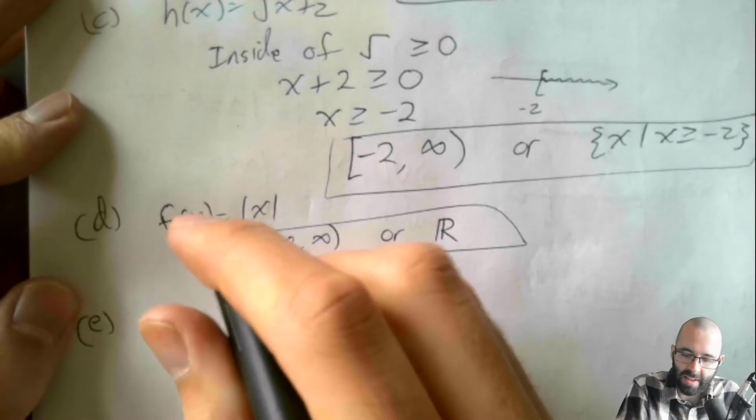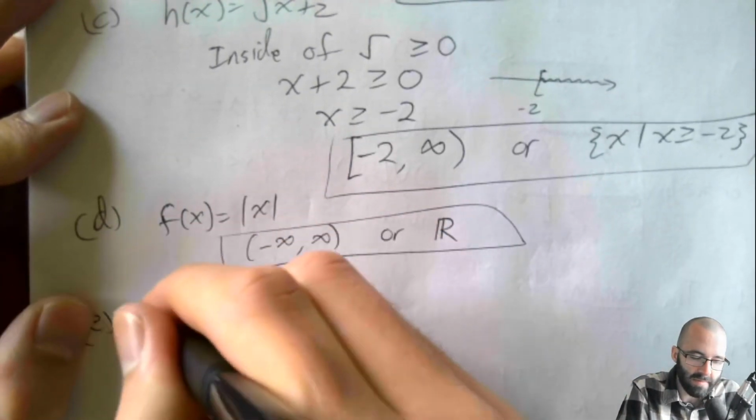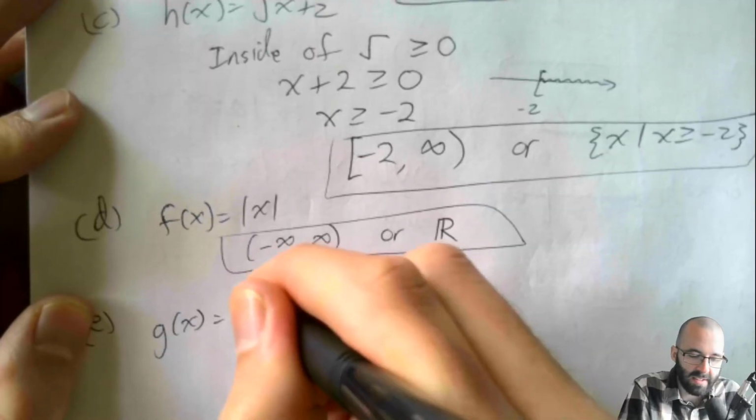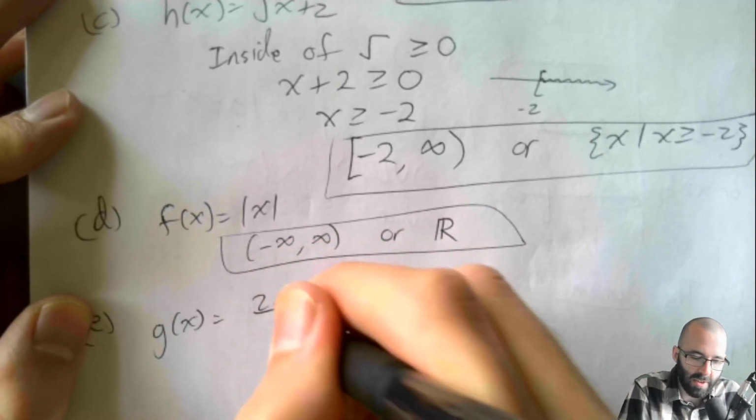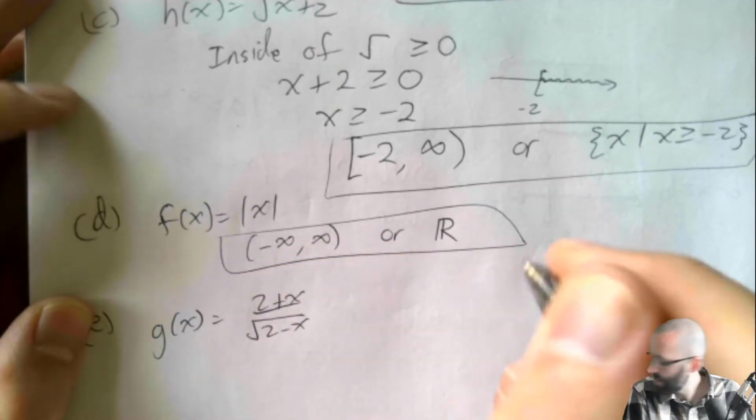All right, part C, we're going to make things a little bit more exciting. G of x equals 2 plus x over the square root of 2 minus x.